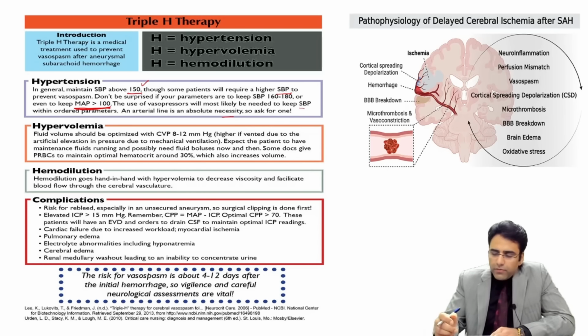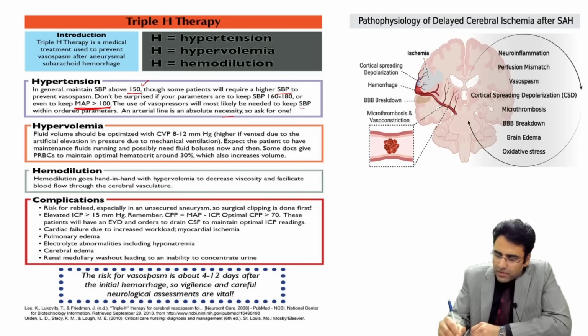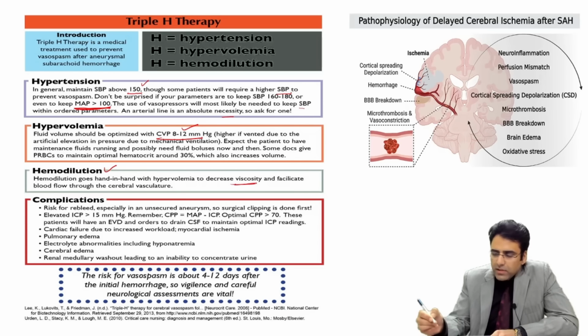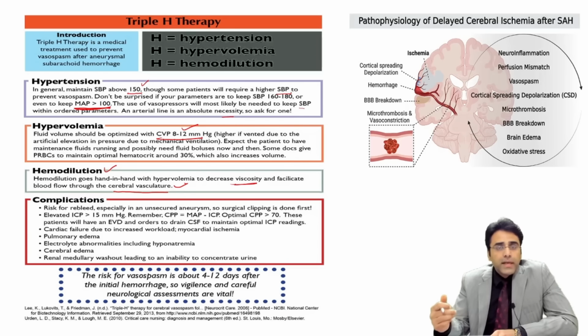In hypervolemia, the fluid volume should be optimized with CVP in between 8 to 12, and higher if ventilated due to the artificial elevation in pressure due to mechanical ventilation. So hypervolemia is to be maintained again in order to maintain the cerebral perfusion pressure. Then hemodilution goes hand in hand with hypervolemia to decrease the viscosity, so that adequate amount of blood is present in the brain, and it facilitates the blood flow through the cerebral vasculature. So these are some important points regarding the triple H therapy, which is done in cases of subarachnoid hemorrhage.